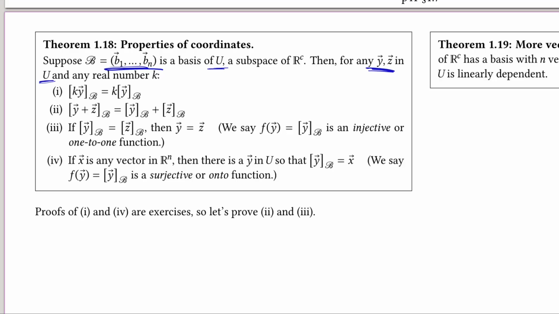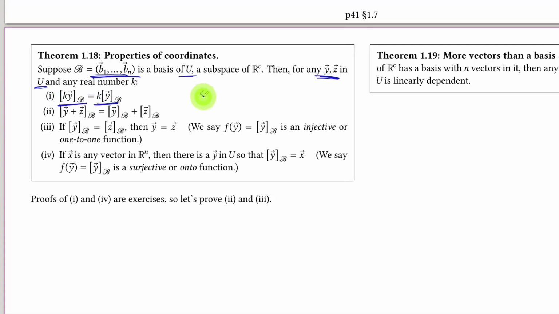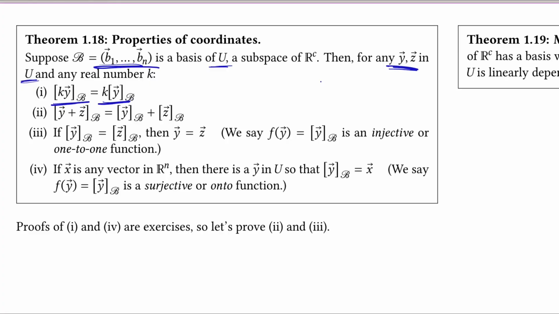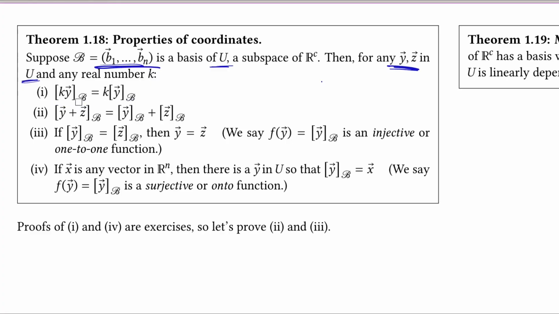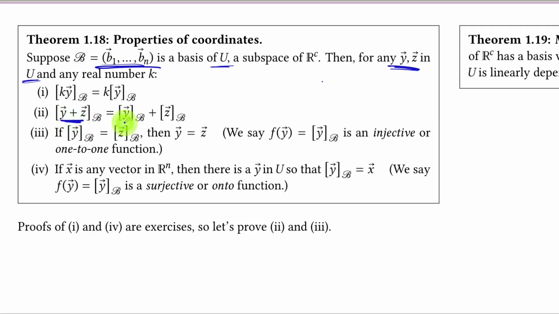And keep in mind that this isn't true for any old function. For example, sine of kx is not equal to k times sine of x. So this is something special about the coordinate function that we're talking about here. Likewise, if you get the B coordinates of the sum y plus z, it's the same thing as the B coordinates of y plus the B coordinates of z, like so.